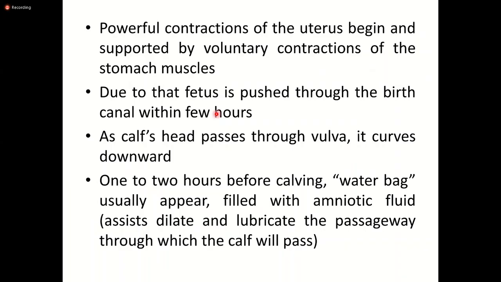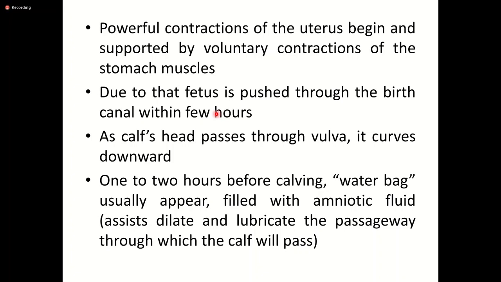So lots of powerful contractions will occur inside the uterus. Those are involuntary contractions, but at the same time the animal can provide some voluntary contractions too. The animals also try to contract the stomach to support those uterine contractions, just to push the fetus out of the mother's body, right? Then the calf's head passes through the vulva area, right?